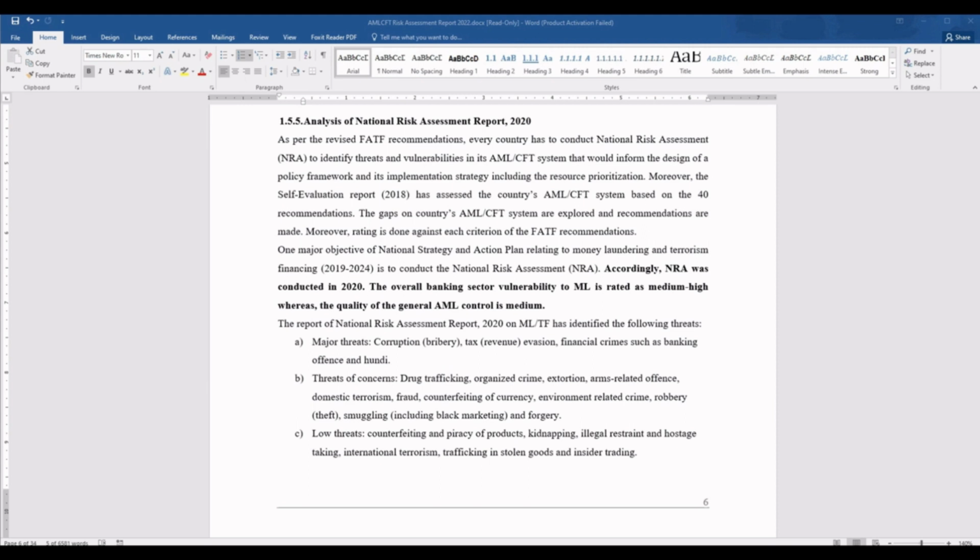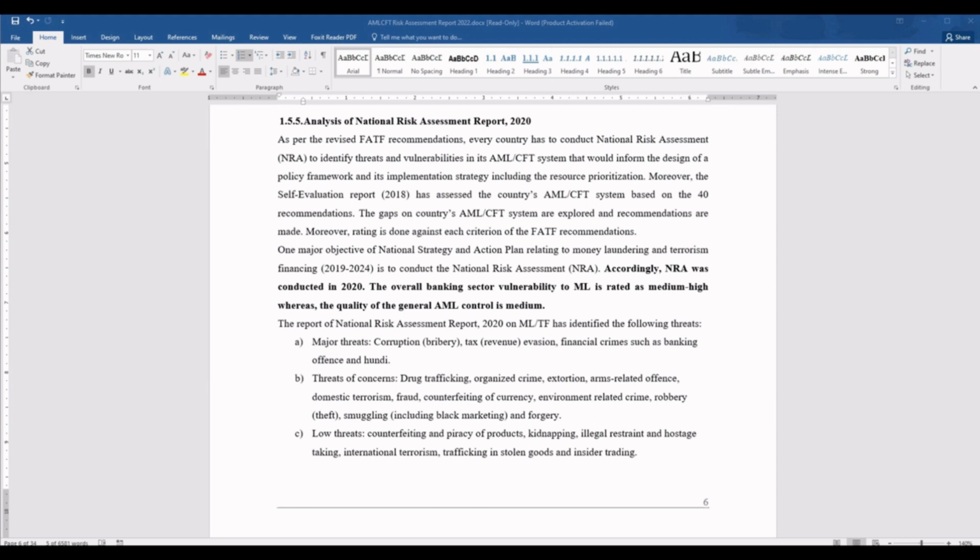The National Risk Assessment Report usually covers areas such as financial institutions, non-financial businesses and other professions, such as designated non-financial businesses and professions, which include sectors like casinos, real estate, lawyers and so on.